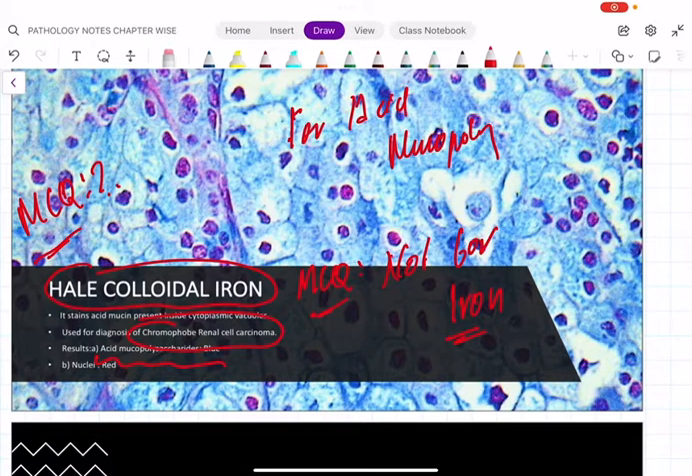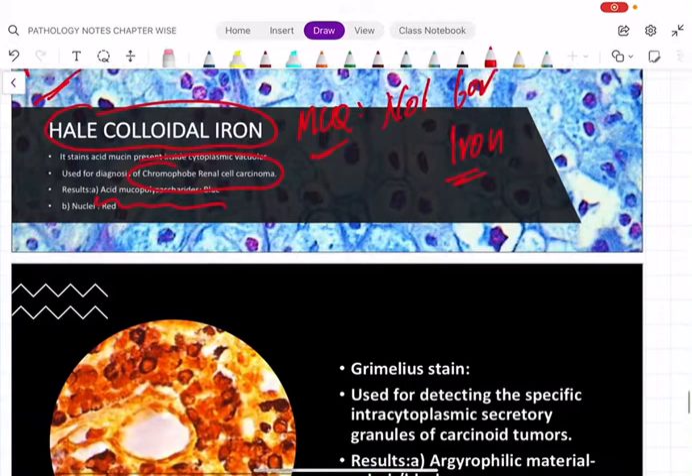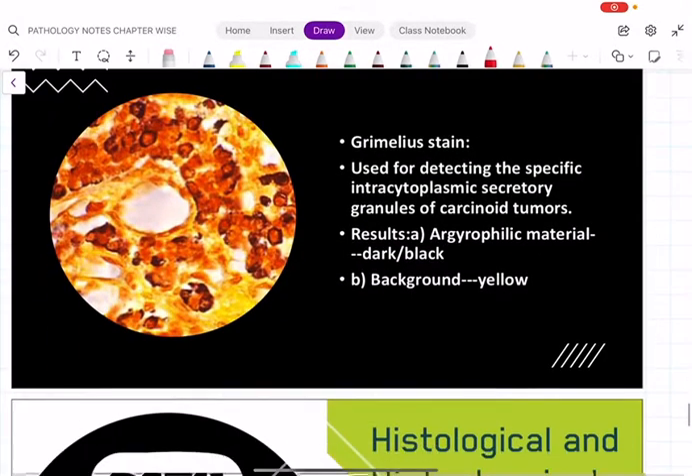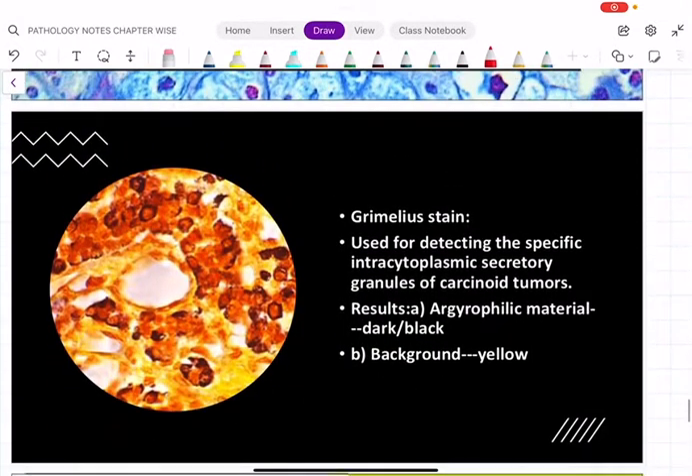Okay, Hale's colloidal iron is not a stain for iron, because it stains acid mucopolysaccharide, as in the case of the chromophobe type of renal cell carcinoma. We have another stain, children, called the Grimelius stain. What is the name of the stain?